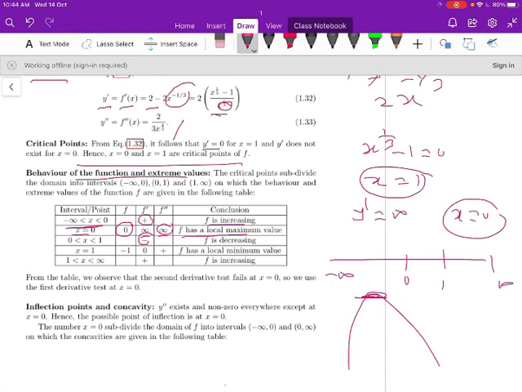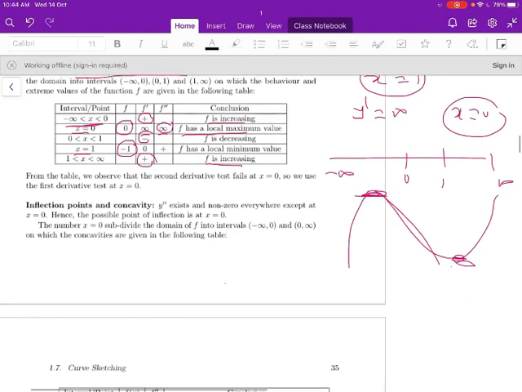For 1 to infinity, again the derivative is positive, f is increasing. Then decreasing, then increasing, so we have the function f with a local minimum value at x equal to 1. Therefore the local minimum value is minus 1, which you have seen. So let us move to the point of inflection.